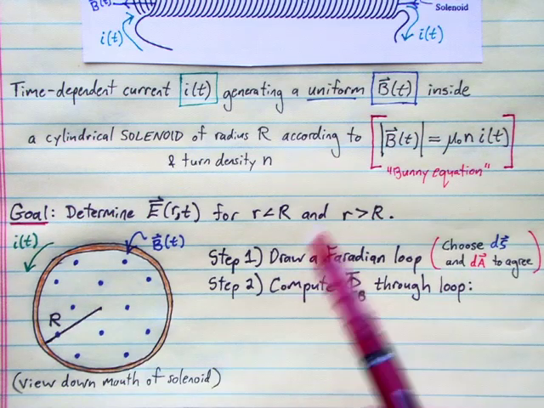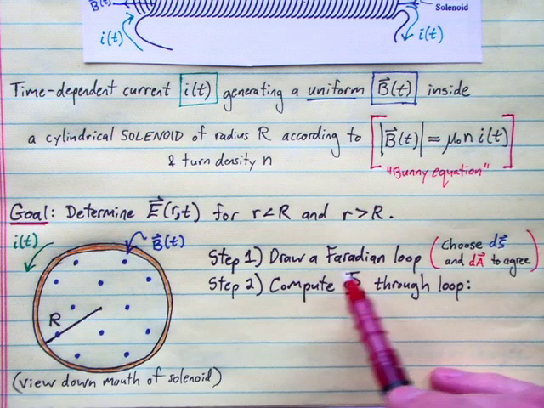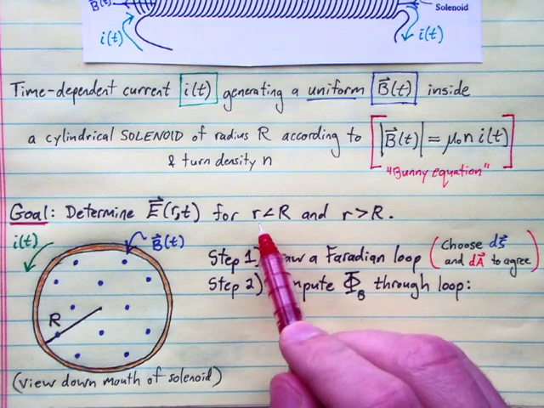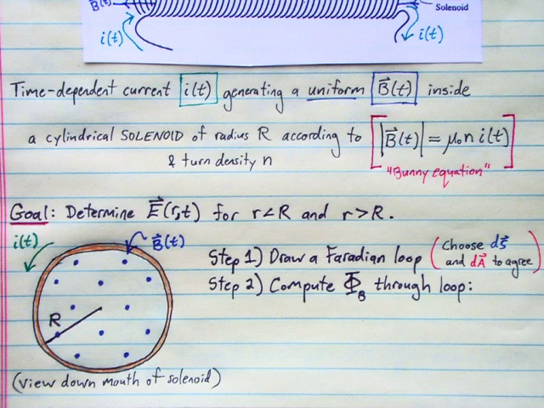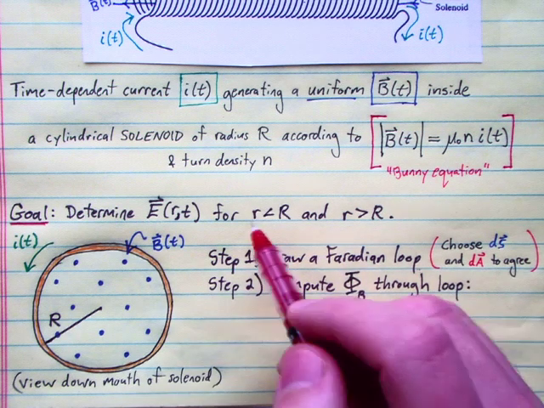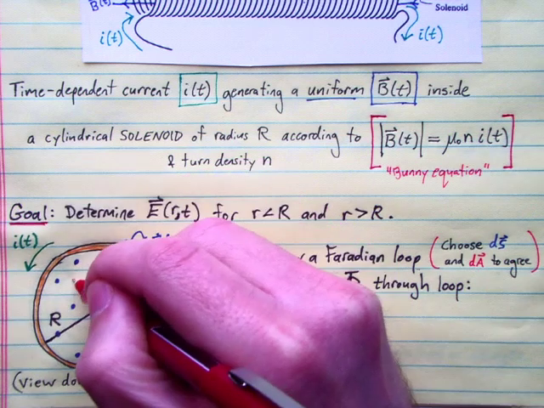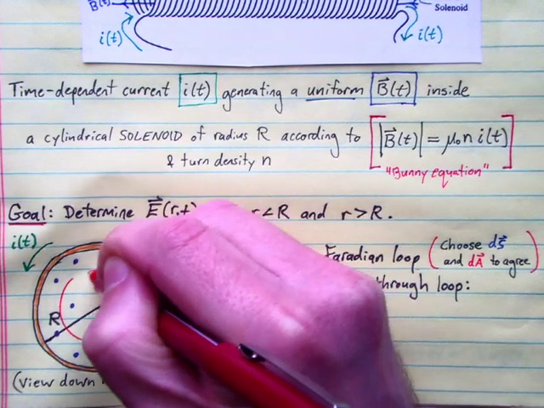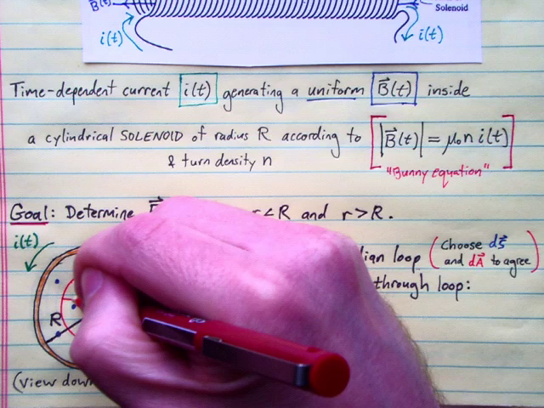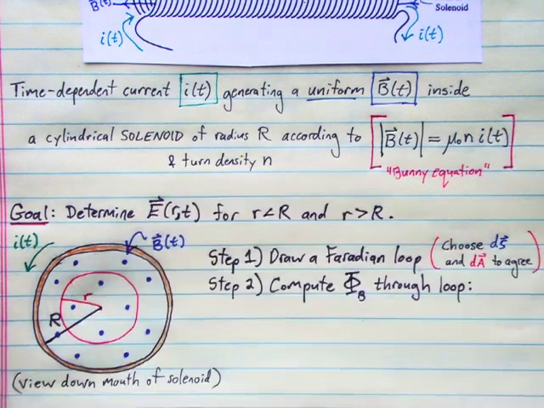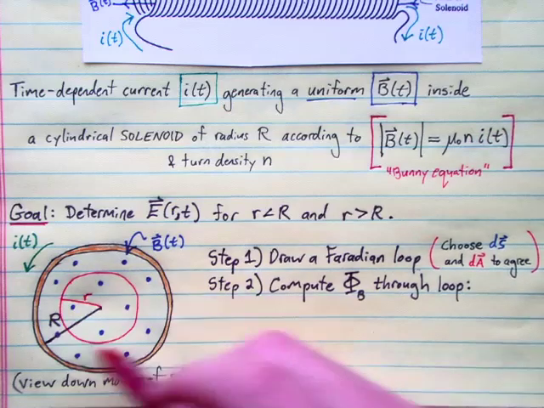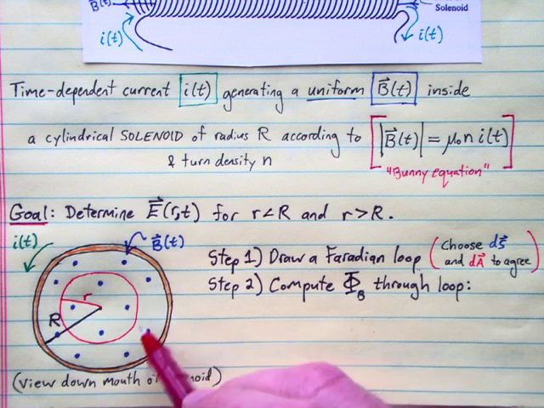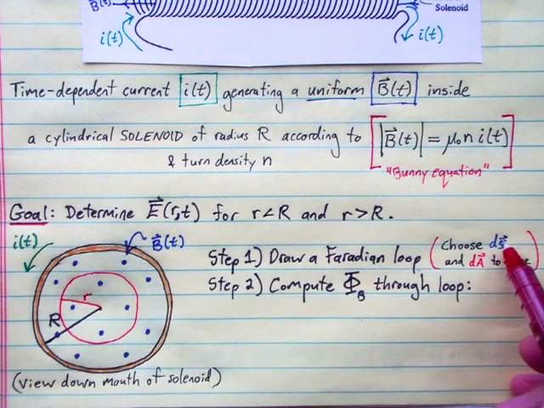Step one, draw what we'll call a Faradayan loop located at locations where we want to find the E field. So let's draw a circular loop of radius little r, coaxial with the solenoid. This will be our Faradayan loop. It's a closed path, and we're going to use it to try and find the E field at locations on that path. Step two, choose ds and dA to agree.